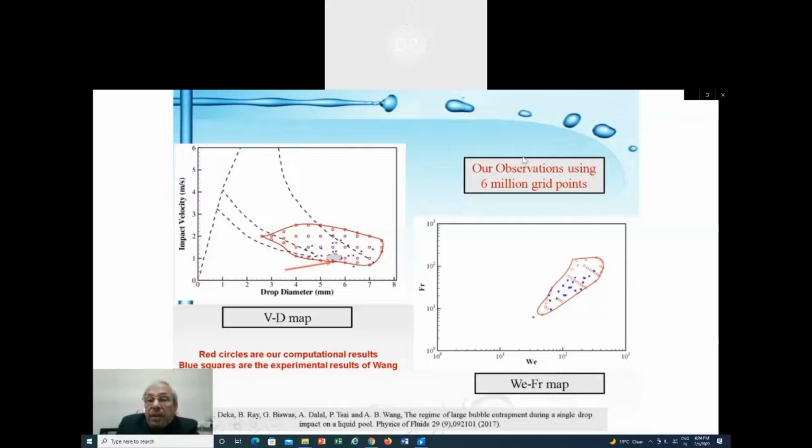Our observations were, as I said, we used 6 million grid points for each case. And this is the zone, this small zone. This was the earlier boundary of large bubble entrapment defined by Pumphrey and Elmore, Oguz and Prosperetti, and a few other experimentalists. Now, our computations, together with Professor Wang's, his student was Pei Shun Sai, our student was, now he's a faculty professor, Hirono Deka. So together we could re-establish the boundary of the large bubble entrapment zone on the regime map.